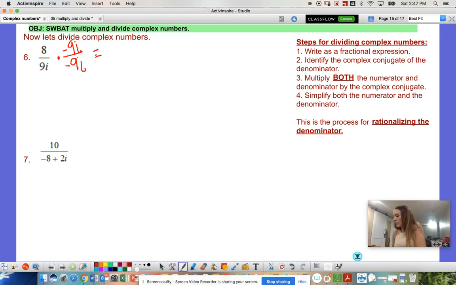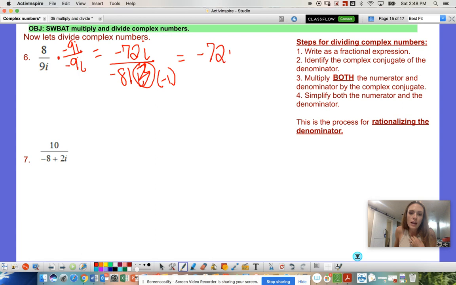I did this somewhere over here. Let's make sure. So when we multiply these together, we'll have negative 72i over 9 times 9 is negative 81. And then we have i squared. So this i squared becomes a negative 1, right? And we get negative 72i over 81. So again, the denominator ends up being a positive real number.